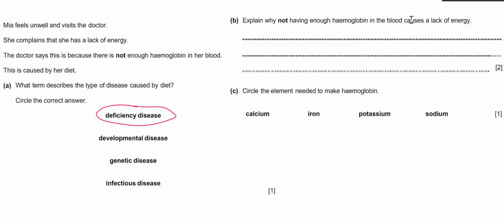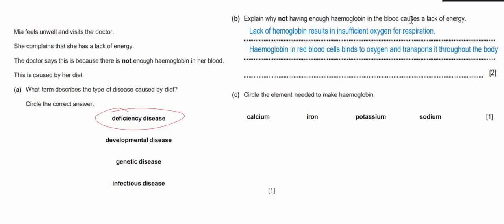Alright, so let's check out the answer, guys. Lack of hemoglobin results in insufficient oxygen for respiration.